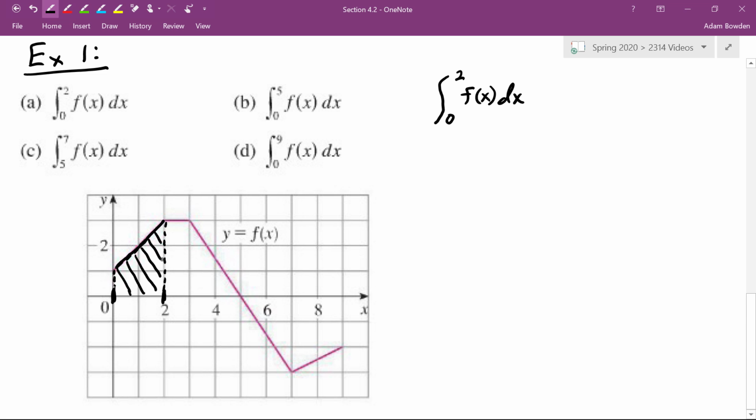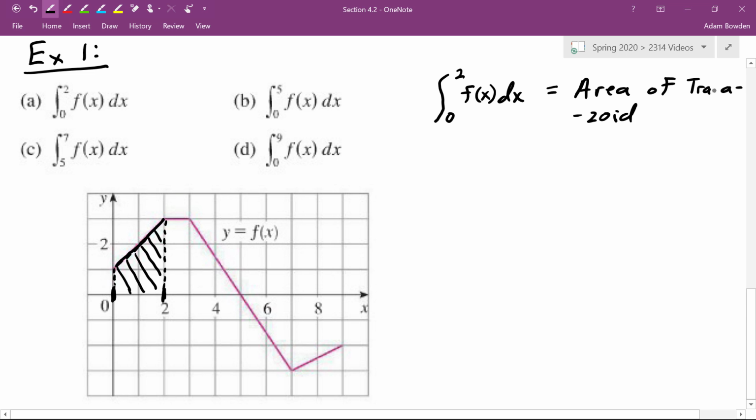Okay, so I'm going to figure out what the area contained within here is by using the shape that's contained inside the curve. And this area that we're looking at shaded in here is a trapezoid. Okay, so we can actually use the idea of finding the area of the trapezoid to figure out what the integral is equal to.